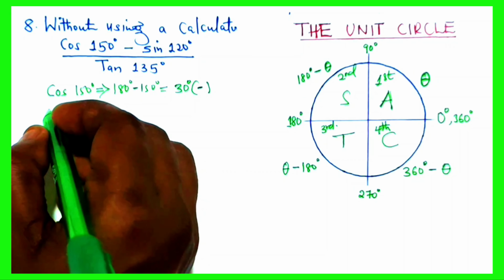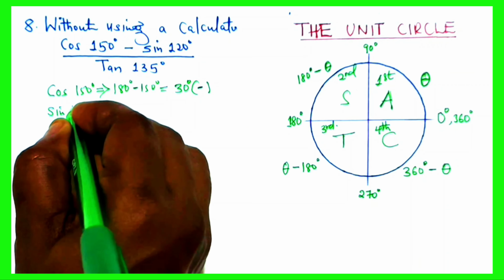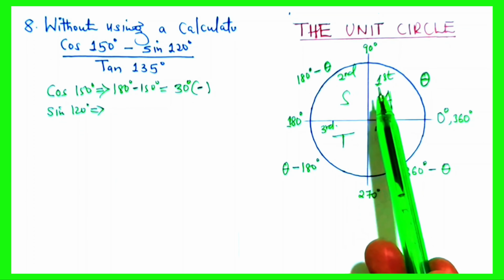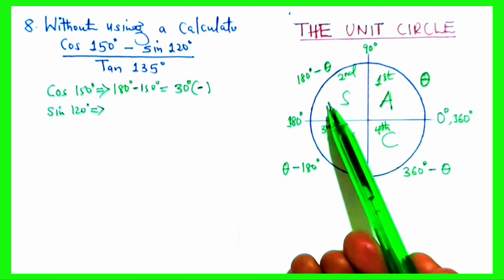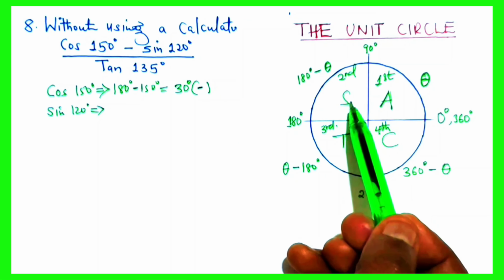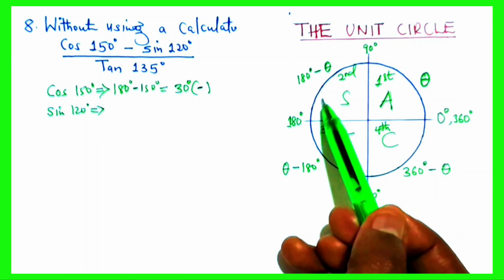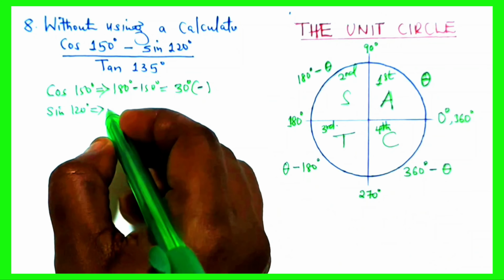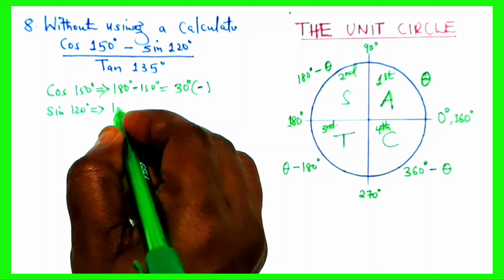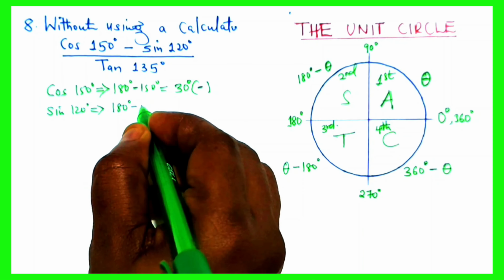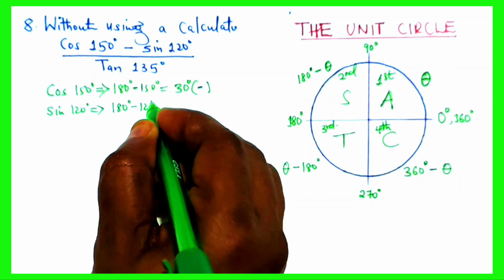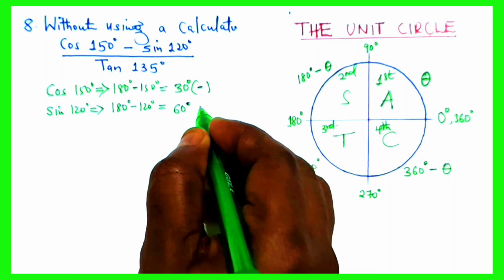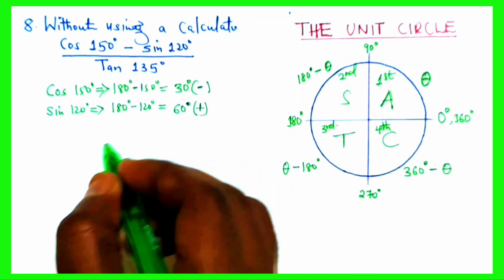And then what about sine 120 degrees? 120 degrees will also lie in the second quadrant, but in this case the sine of an angle in this second quadrant is positive. So we are going to consider that the angle you are looking for is 180 degrees minus 120 degrees, which will simply be 60 degrees, and it is positive.